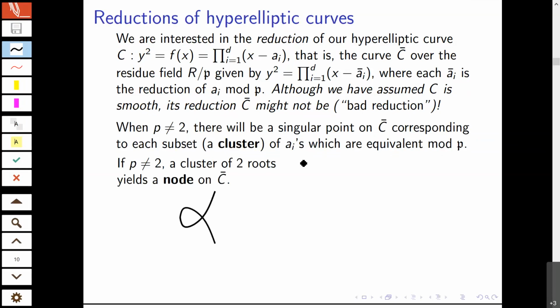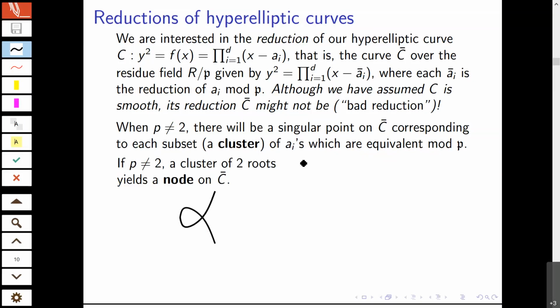And if you have a cluster of exactly 2 roots, that's going to give us what's called a node in the reduction. So a node looks like this. This is sort of a standard picture of a degenerate elliptic curve, I should say, where 2 of the roots are equal, but the third one is different. And so it's where a curve is intersecting itself so that there are 2 tangent lines with 2 different slopes.